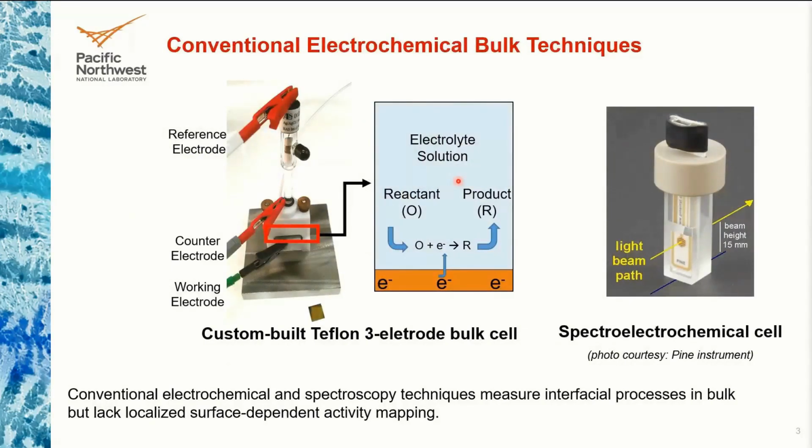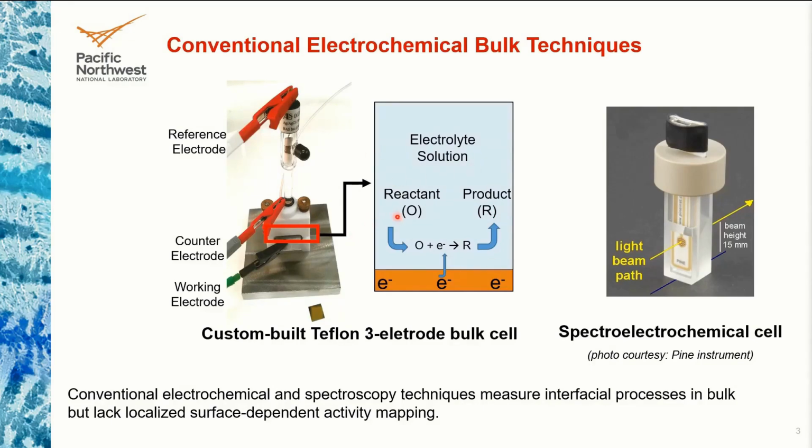The conventional electrochemical techniques that have existed for over a century or more usually consist of something that looks like this. It has a bulk electrolyte solution, which has a reference and counter electrode, and the working electrode is your sample surface. You apply an electric field to the working electrode to monitor the reaction kinetics, where the reactant O can gain or lose an electron to form a product. These conventional electrochemical techniques have been combined with many spectroscopy techniques to understand the interfacial processes in bulk.